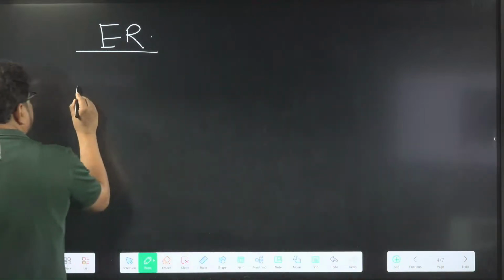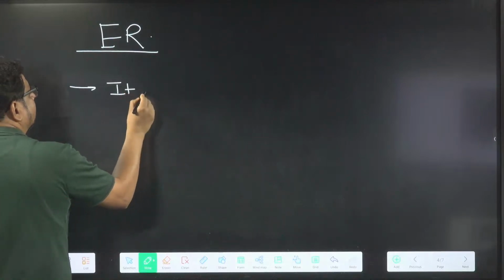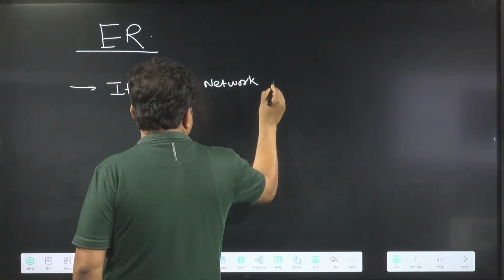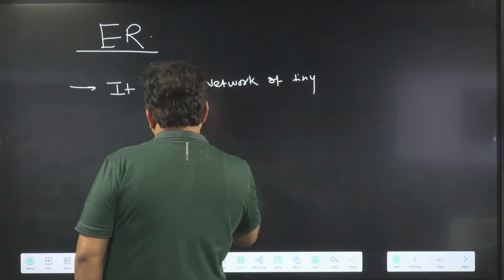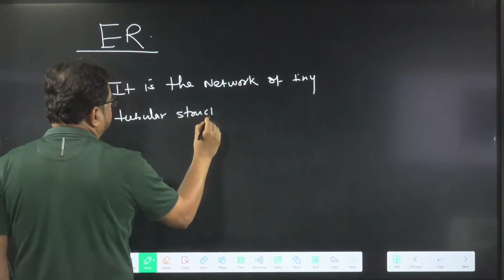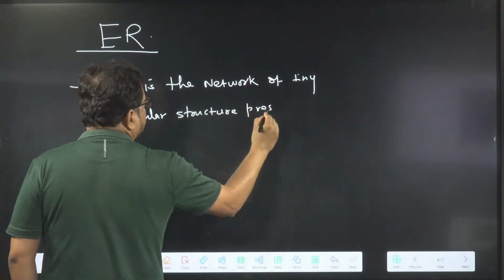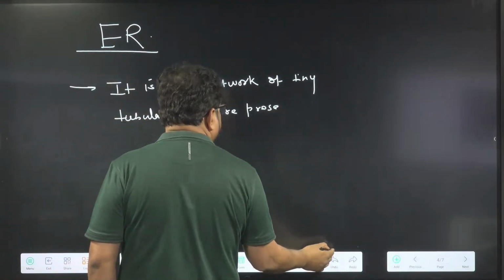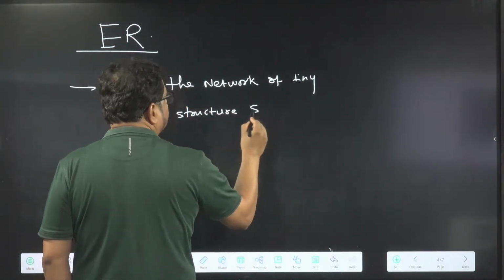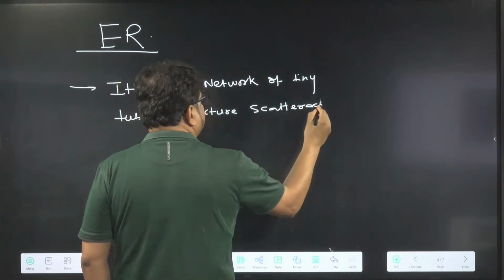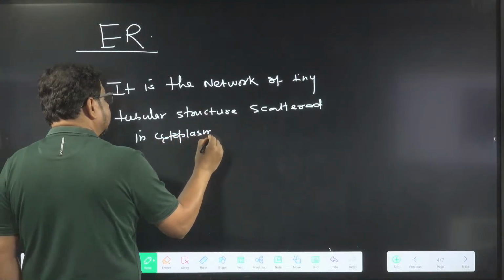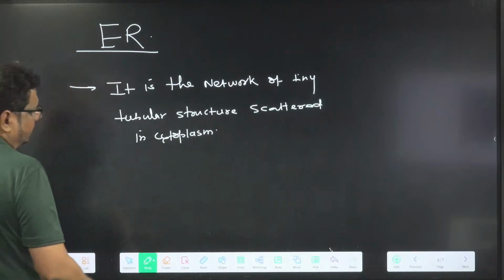So I am writing this line in short. It is the network of tiny tubular structures present in, or better to say scattered in, the cytoplasm. And this is called endoplasmic reticulum.